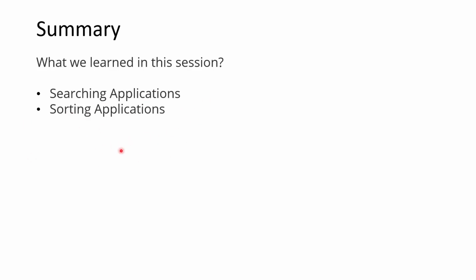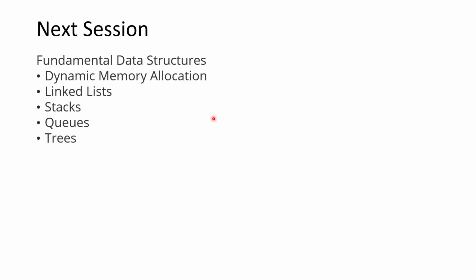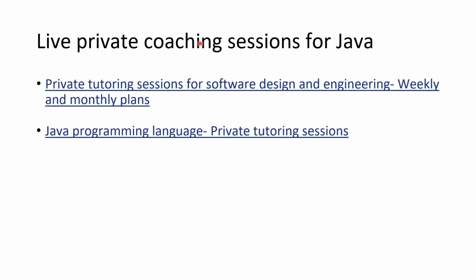So what we discussed in this session, session 1, we discussed searching applications and sorting applications. Our next session is going to be the fundamental data structures. So dynamic memory allocation, linked list, stacks, queues, and trees. And these are all examples of what we call data structures.